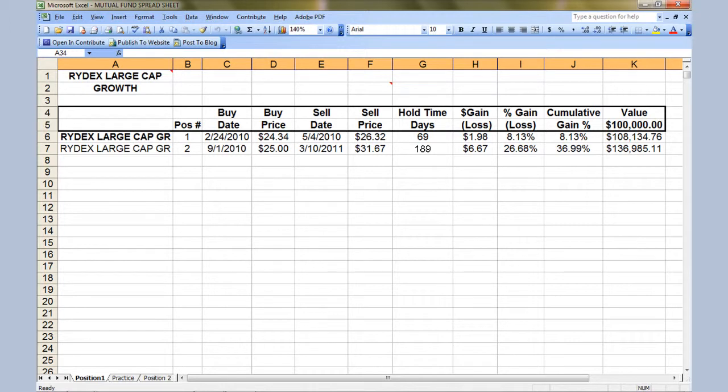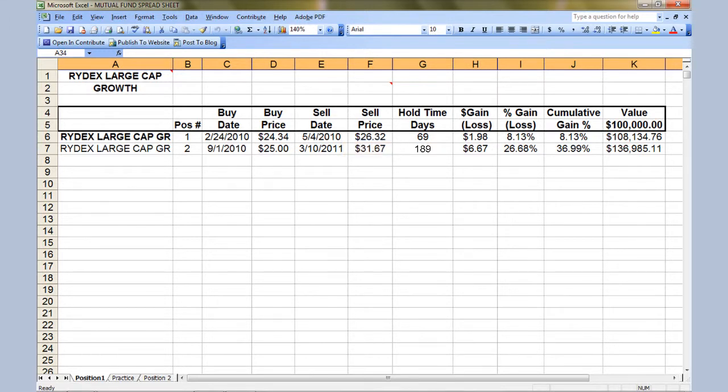For the second investment period, we see a beginning date of September 1st, 2010, with a beginning price of $25. We see a selling date of March 10th, 2011, and a selling price of $31.67.